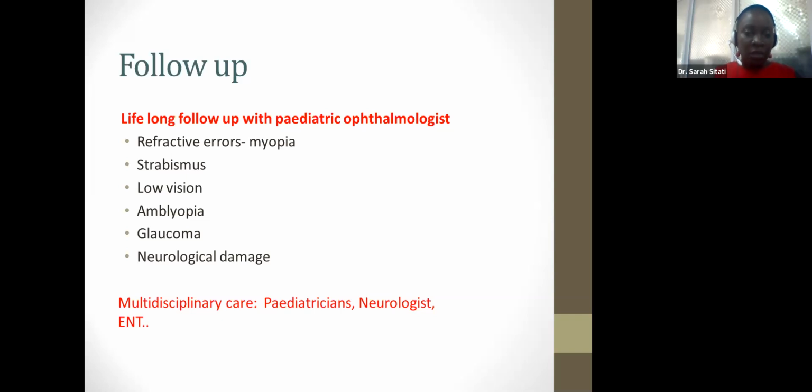You'll also find some premature babies grow up with neurological damage, and they need review by the ophthalmologists in addition to the pediatrician and neurologist. So basically, most premature babies are under multidisciplinary care, and it is important not to forget the ophthalmologist in this group.